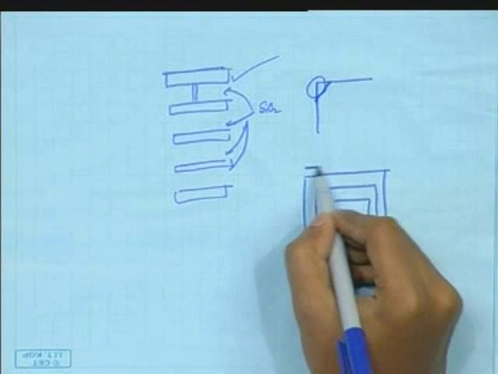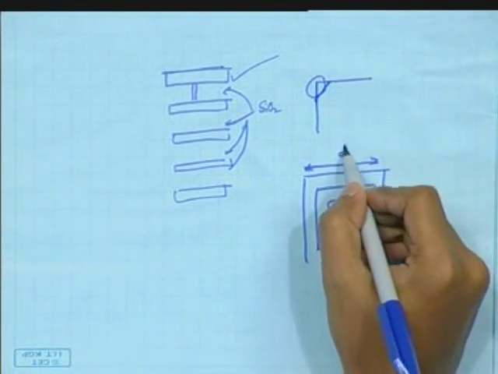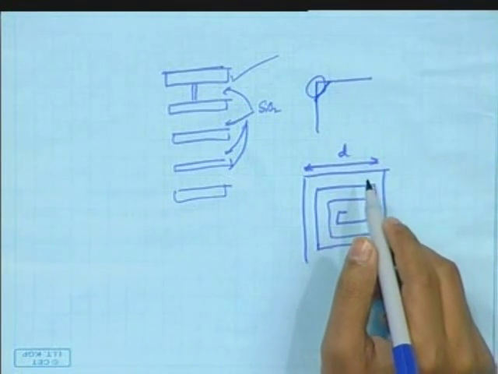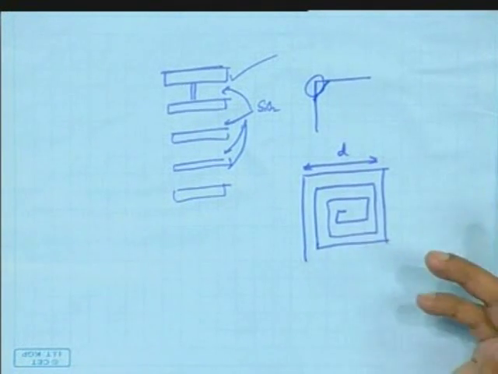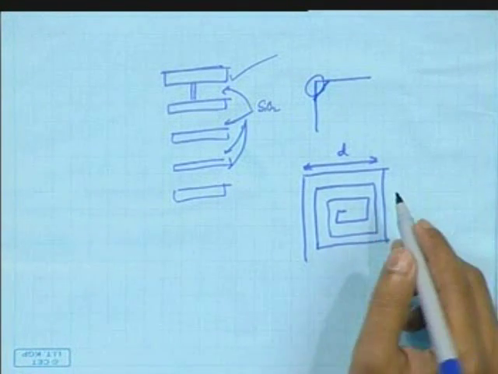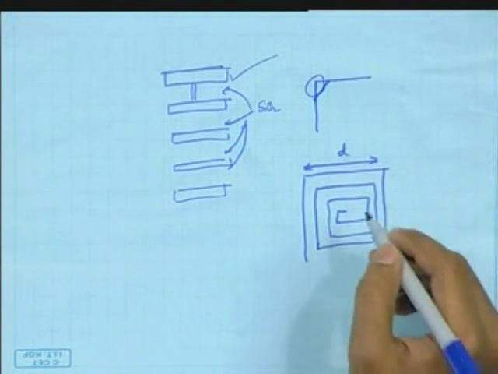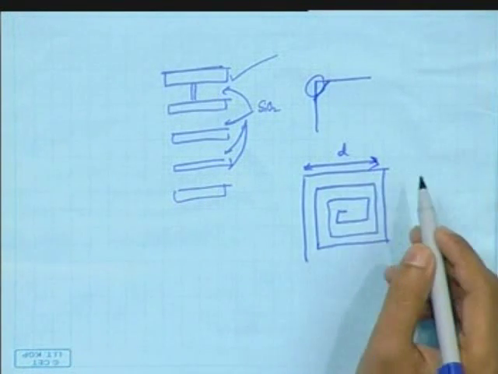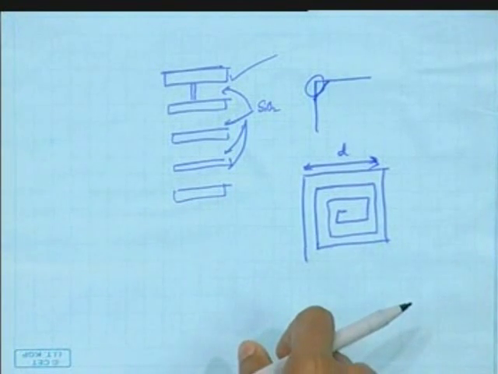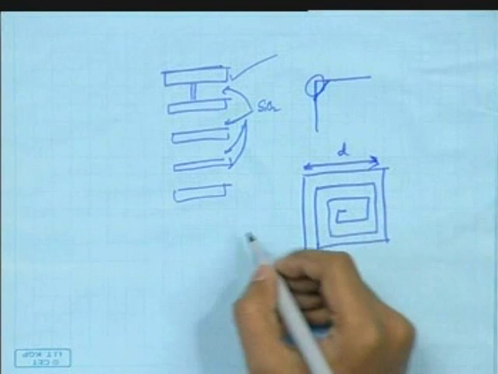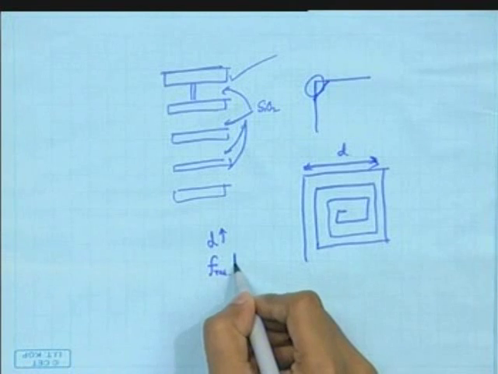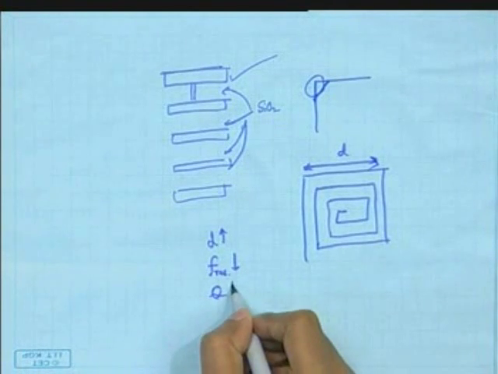Now suppose this dimension, let us name it D. What will happen if we increase D, keeping the same number of turns, everything the same? What will happen to the magnetic field? Yes, that means the inductance also increases. So the more the D, the more the inductance. However, since we have a larger area for the current to flow, we will have more substrate losses as well as more capacitance. So as D increases, the resonant frequency decreases and the quality factor also decreases.